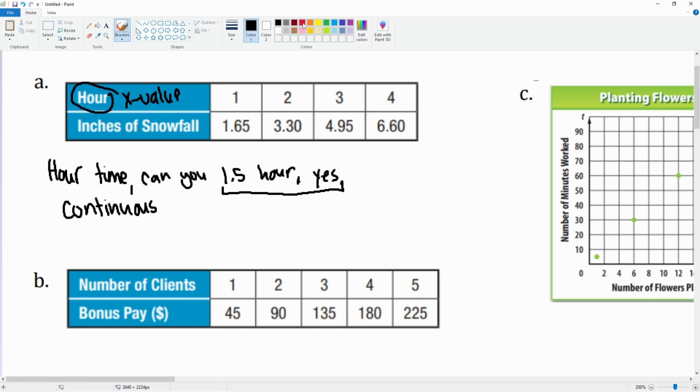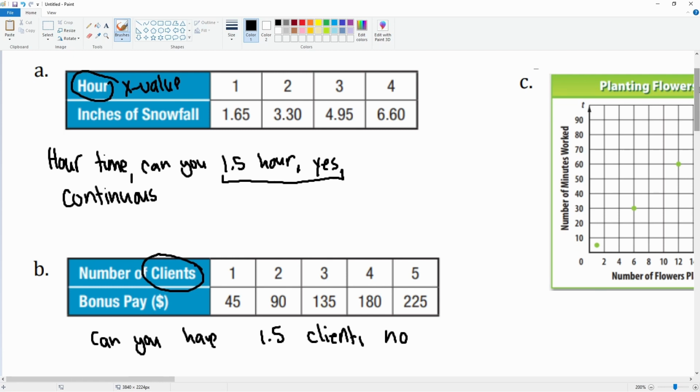Let's now take a look at B, okay? This is number of clients. So can you have 1.5 clients? And the answer here is no. You cannot have 1.5 clients. You can't cut that person in half. Therefore, this makes it discrete, okay?